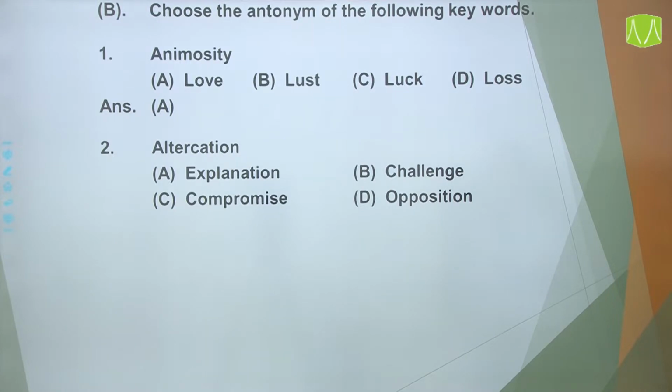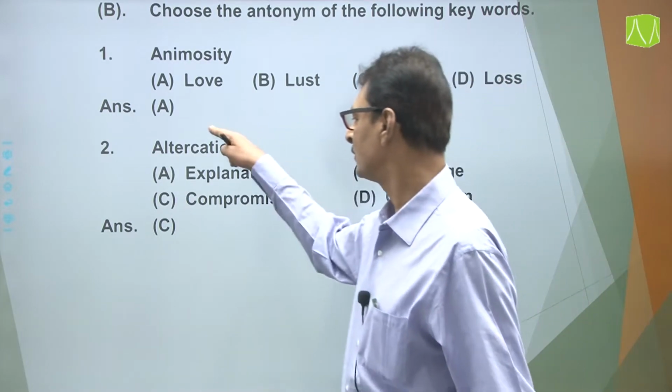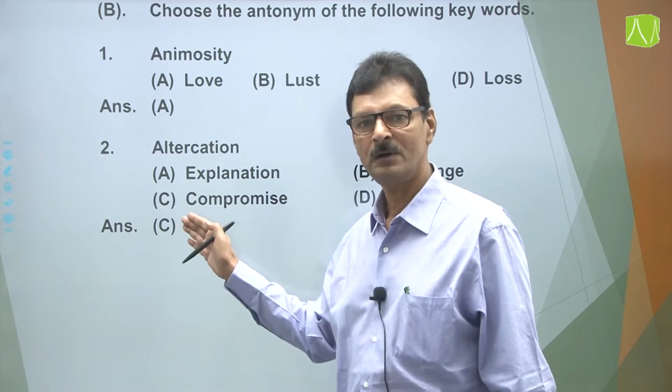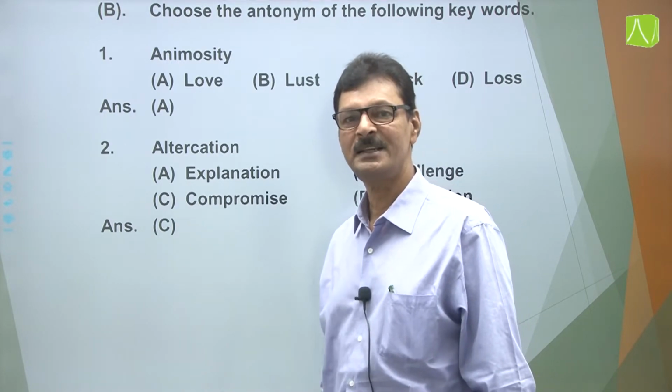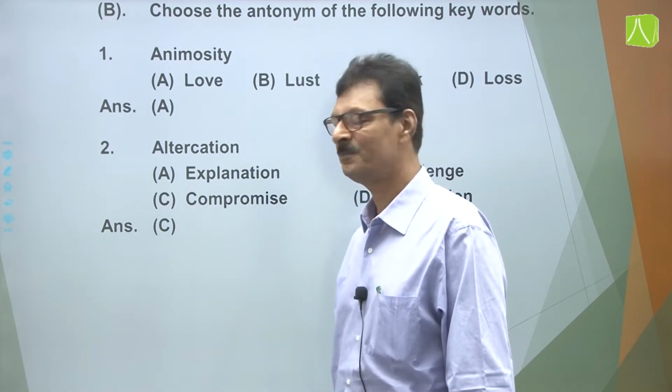Altercation means a fight. The correct answer will be compromise. Altercation का मतलब होता है लड़ाई झगड़ा. Answer will be C for compromise. Option number C is the antonym for altercation.